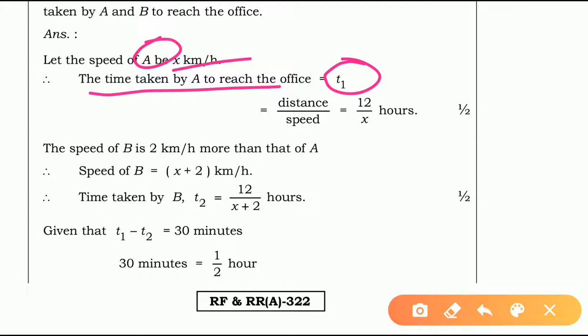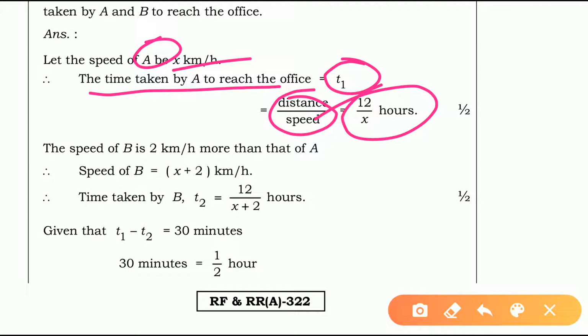Okay, t1 is equal to distance divided by speed. The distance is 12 kilometers. We consider the speed of A to be x kilometers per hour. Because of this, the time taken by A to reach the office is equal to 12 by x hours.